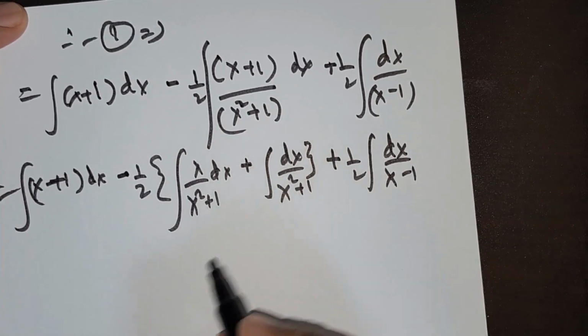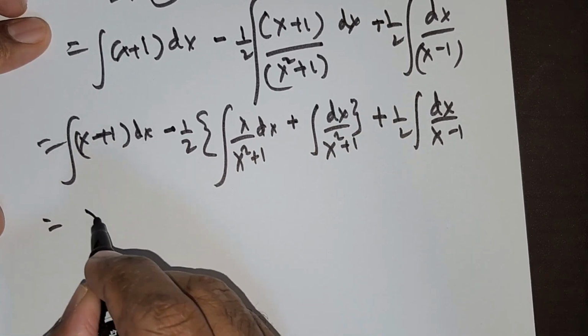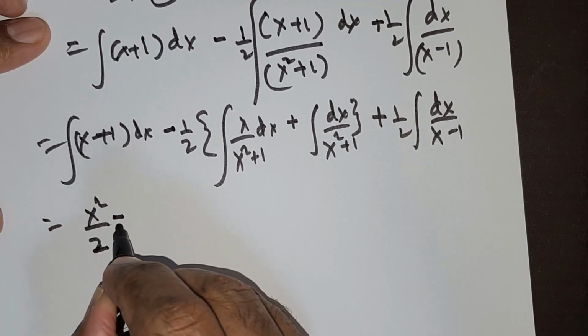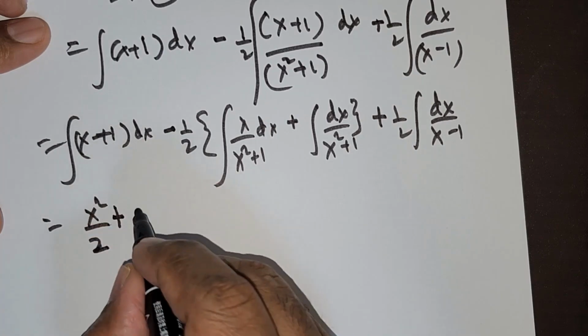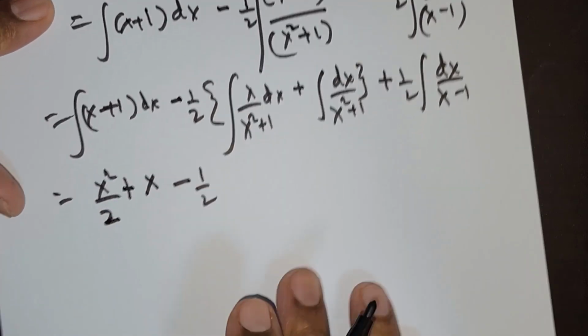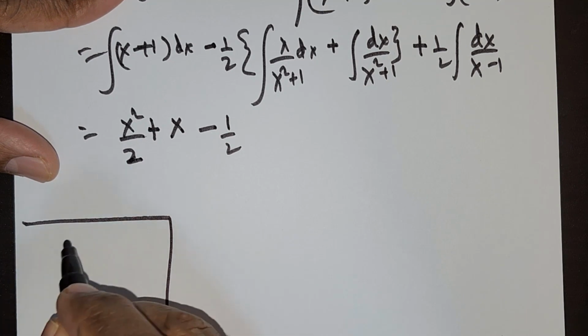Okay, you have 1 over 2 here, and this is going to be x squared over 2 if I were to integrate the first component, followed by integral dx, that's going to be x, and this is going to be negative 1 over 2. Now this is straightforward integration. Now let me show that here.